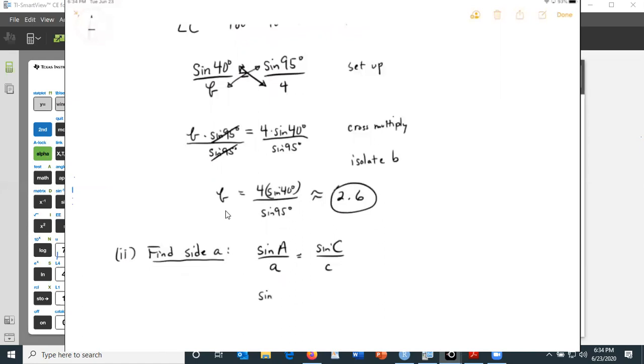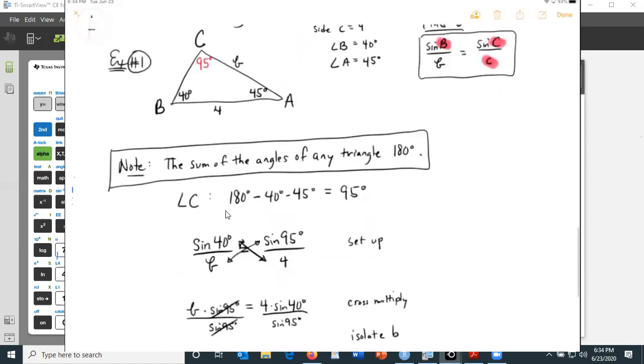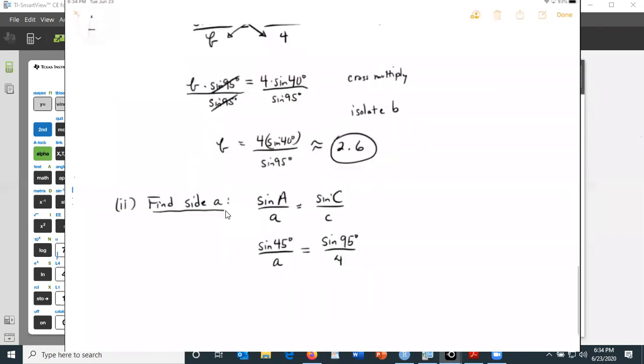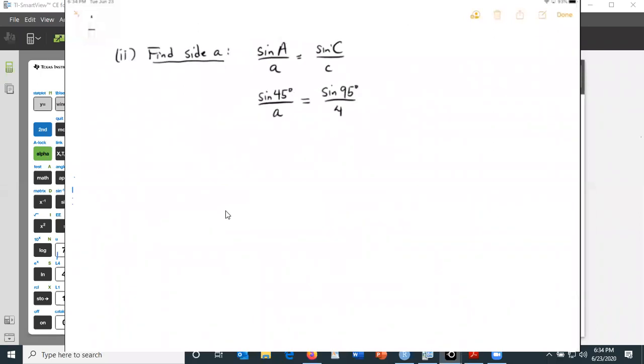All right, now you fill in the numbers. We have the sine of A. What was A? 45 degrees. Over A, which we're finding. And then we have sine of 95 divided by 4. So now that's set up. Remember the next step is to do what? Cross multiply. So diagonal multiplication, we get A times the sine of 95 equals 4 times the sine of 45 degrees.